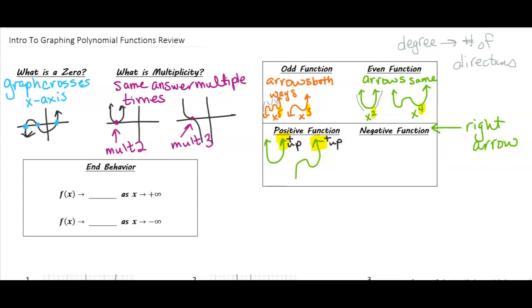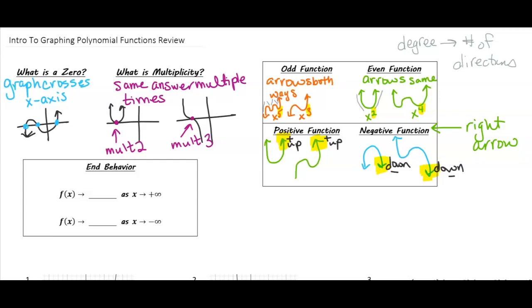On negative functions, so if I have this going down, I look at the arrow on the right, and then here's another one that goes down. Again, I look at the arrow on the right, and since both those arrows on the right are going down, it's a negative function. Okay. So hopefully those are sparking some memories and you're remembering some stuff.